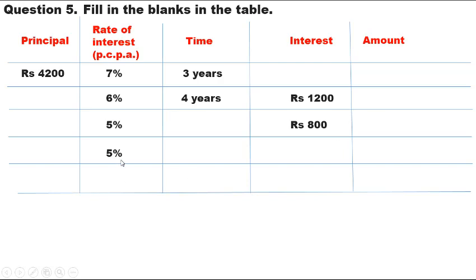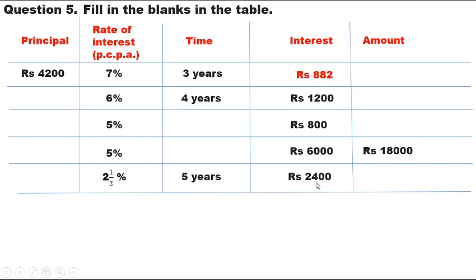Next one is the rate of interest is equal to 5% and total interest is equal to 6,000 and the total amount is 18,000. Then calculate the time as well as principal. Fourth one is 2.5% for 5 years. Total interest is equal to 2,400. Therefore calculate the total amount.